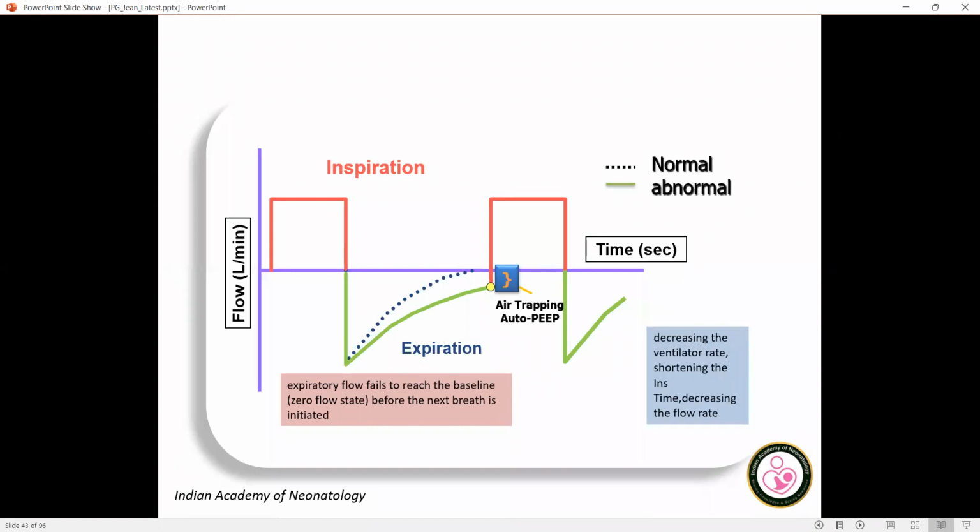So what should we do here? We should decrease the ventilator rate and shorten the I time. We should give enough E time for the lungs to empty. We can do this by decreasing the ventilator rate, so the E time will be increased by shortening the I time, or we can also decrease the flow rate. So this is air trapping.